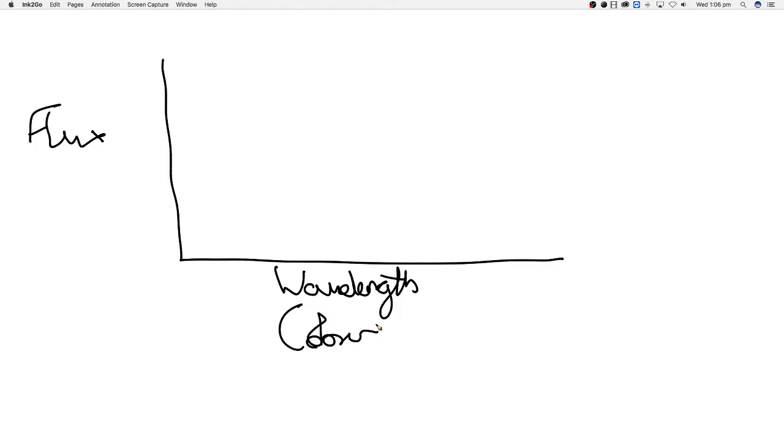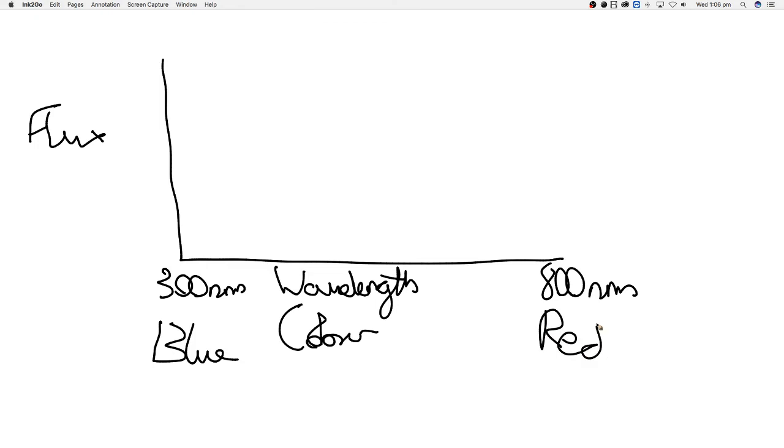On this axis, at low wavelengths, we measure wavelength in length, and particularly for optical light, so blue and red and the things we see with our eyes, what you might call the visual part of the spectrum, we use nanometers. The optical spectrum ranges from about 300 nanometers, down here, up to approximately 800 nanometers, down here. 300 nanometers corresponds to blue light. 800 nanometers corresponds to red light.